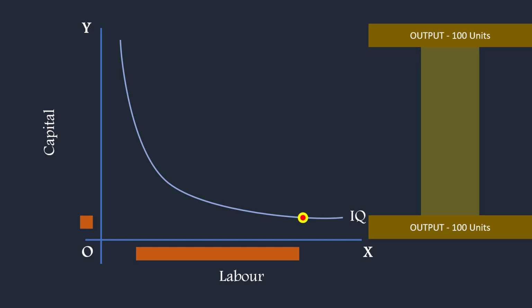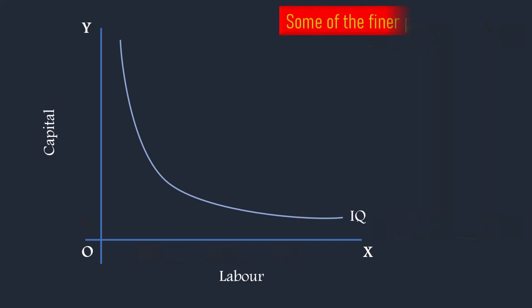This is the reason that all combinations of an isoquant curve produce the same level of output. Combinations of isoquant which assume any other shape other than negative slope are incapable of producing the same level of output. Some of the finer points.